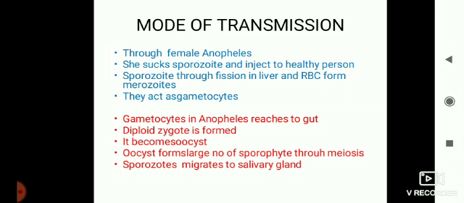Now let us focus on the sexual reproduction in the female mosquito. She sucks the sporozoite, the form of the plasmodium, from the human body who are already suffering from the malaria, and they inject the sporozoites into a healthy person. Sporozoites turn into merozoites in the liver, then the merozoites enter the RBC, red blood corpuscle, and in RBC they also undergo change to become the gametocytes for the sexual reproduction. So asexual reproduction occurs in the human body and sexual reproduction occurs in the female mosquito.